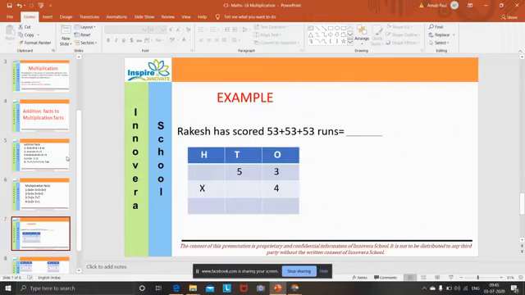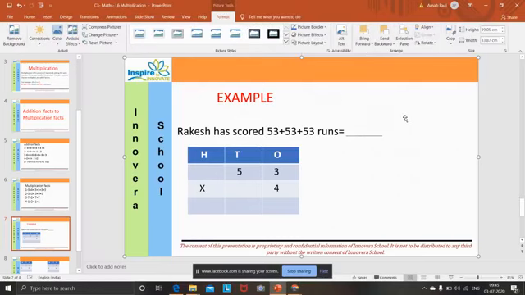See, Rakesh has scored 53 plus 53 plus 53 runs. Okay, Rakesh has scored how many runs? That is 53 plus 53 plus 53 runs.